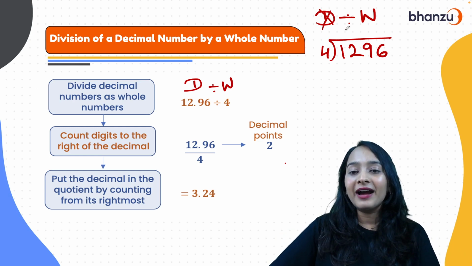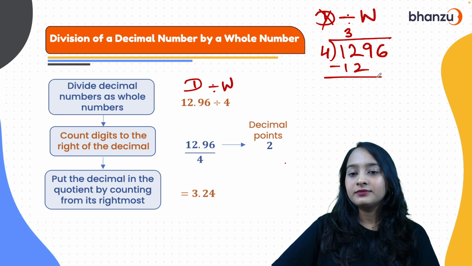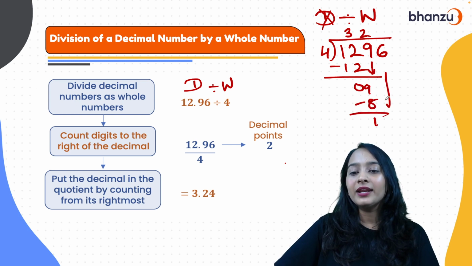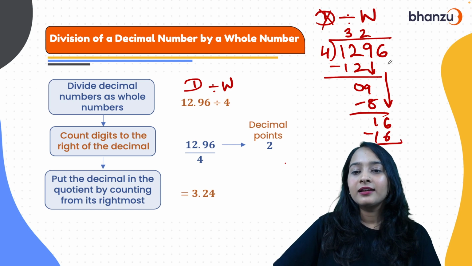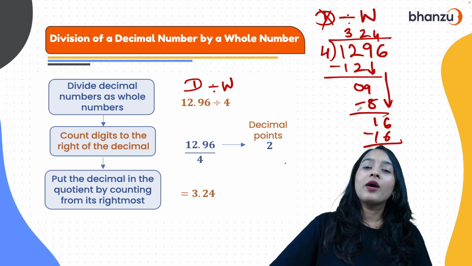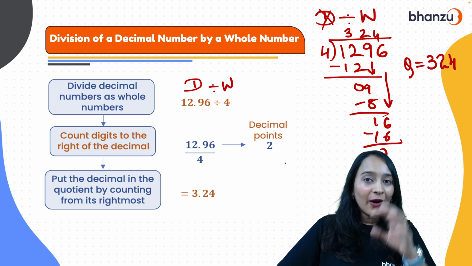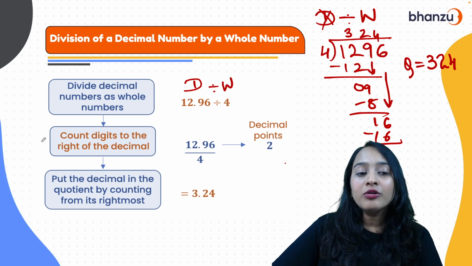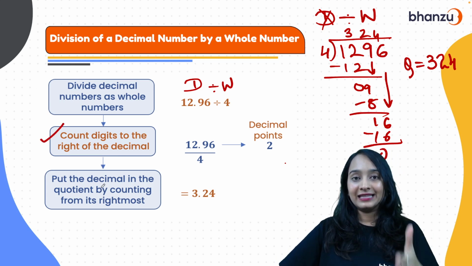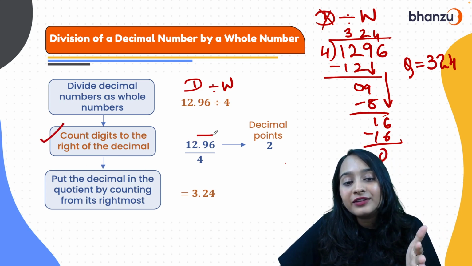So when you divide them here, 0, 9, so 2s are 8, 1, pull down your 16, 4. Right? So now what happened? The quotient that you're getting is 324. Now what you have to do is, you count the number of digits that are there to the right side of the decimal point.